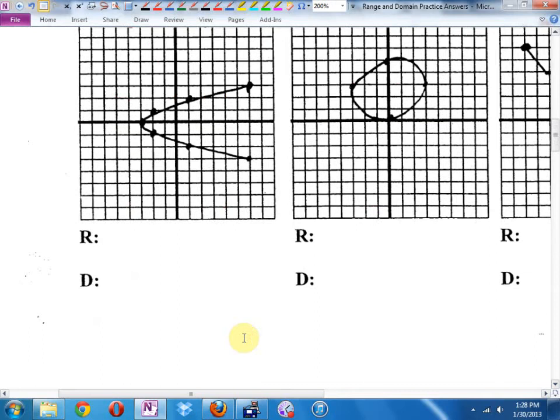Ooh, this one comes to a stop. Range, looks like it's every single height between -3 and +3, touching. Oh, and not a function. Domain, it looks like it's every single x value between -3 and +6.